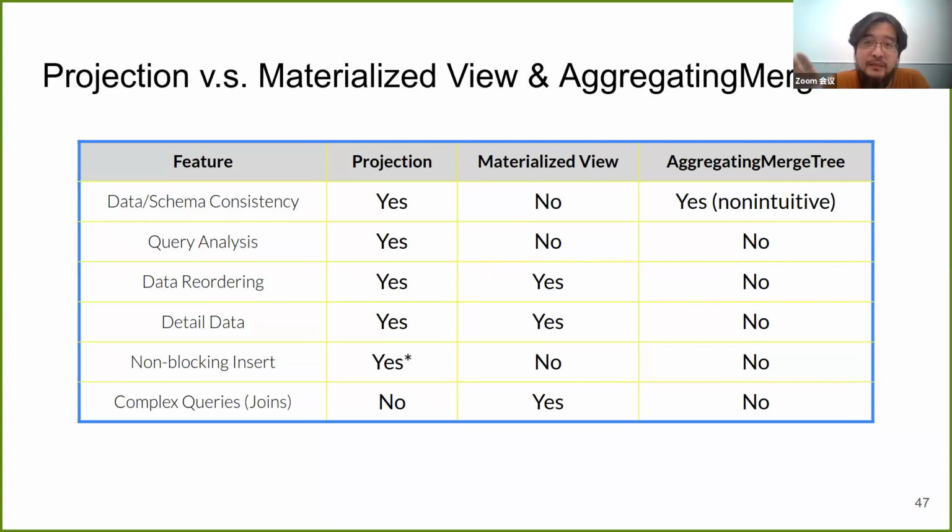Although projections have some limitations, it's still better than materialized views and aggregating merge tree in many aspects. We have complete query analysis and allows non-blocking inserts with consistency. This is because projection can be partially materialized. For queries that require pre-aggregation, using either materialized views or aggregating merge tree in ClickHouse is not user-friendly at all. A new user needs to understand the details of how ClickHouse aggregation works in order to write correct queries.